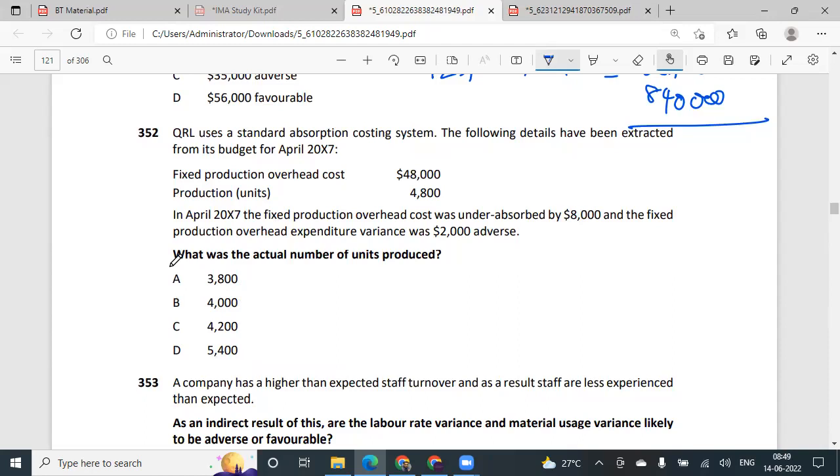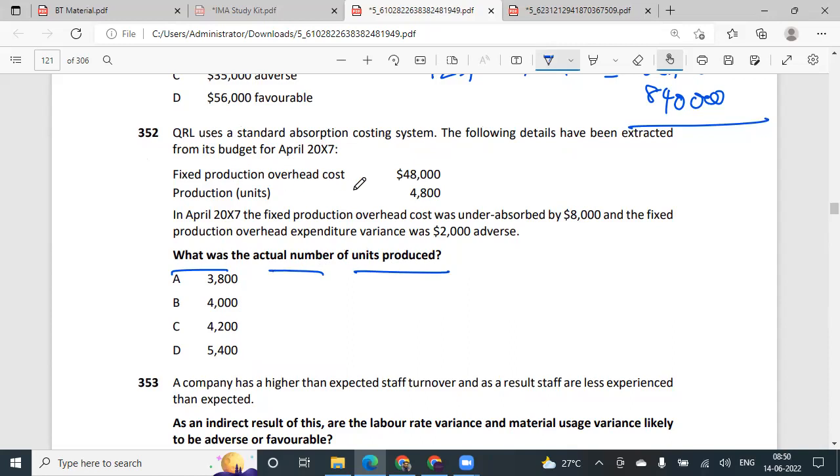What was the actual number of units produced? ठीक है, अब आ गए क्वेश्चन पे. QRL uses standard absorption costing system. The following details have been extracted from its budgeting for April 2007.